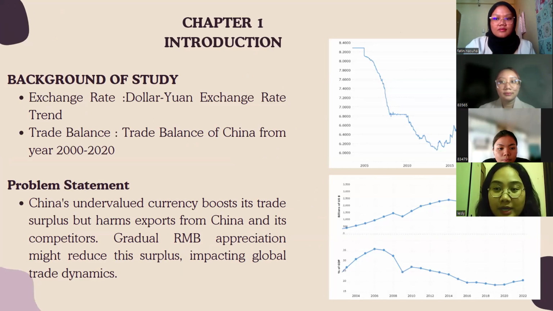Okay, for the top one, it is exchange rate. For the bottom one, it is trade balance of China. So we can see through this graph, the exchange rate of China fluctuated over the years. However, the trade balance of the country keeps on increasing, but it harms the export of China and its competitor.